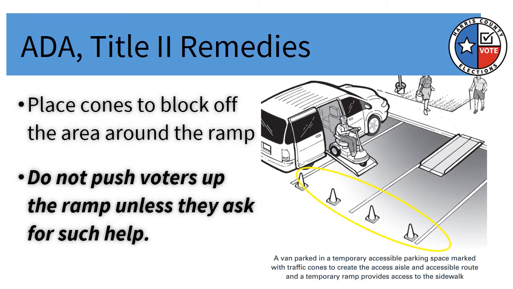Place cones to block off the area around the ramp so that it does not get hit or blocked by a car. Sometimes the vendor has already done this, but again, you must ensure that the cones stay in place throughout the election. Often the temporary ramp is in a parking space or in the vehicular way, so it is important to place cones around it to protect the ramp and to make sure that there is an accessible route for a voter to use the ramp. Do not push voters up a ramp unless they specifically ask for such help.